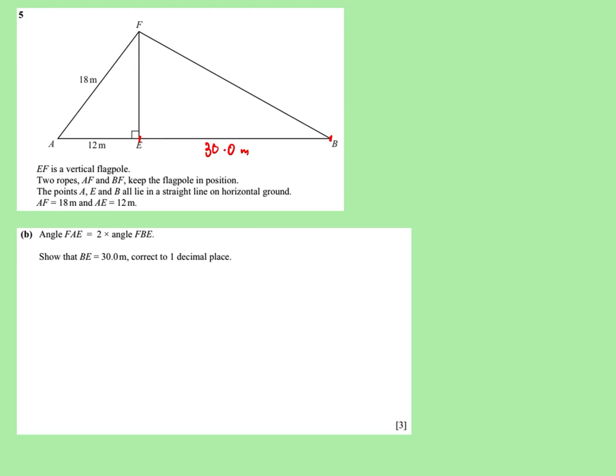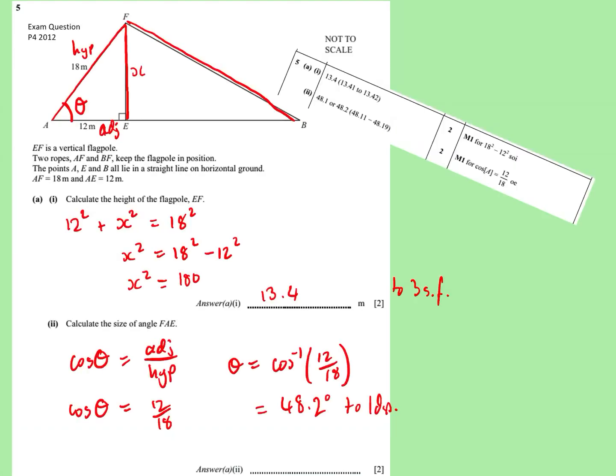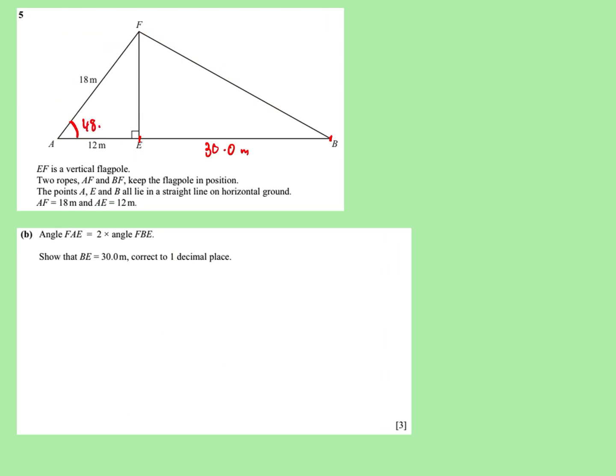Okay, so hopefully you've done that. What we already knew, this angle here from the last question, was 48.2 degrees. And what we know is that that is twice this angle here. So this must be 24.1 degrees, this angle. And we also know that this distance is 13.4. So we've got to show that this distance was 30. So at the moment, we've got to pretend we don't know what it is. Let's call it x.